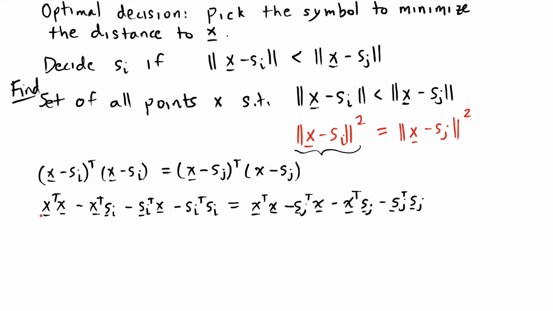When I do that, I can cancel out the x squared terms. I can group together these terms. These terms are the same because it's an inner product. It gives me one number, and it doesn't matter which order it's in. These are the same, and so I'm going to group them together.